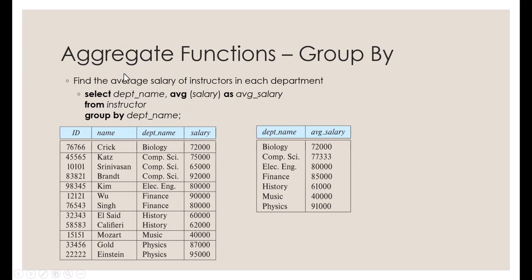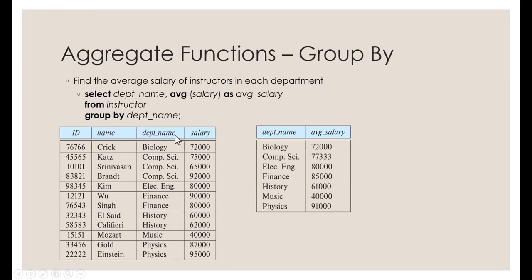So we're selecting the name of the department, comma, average of all the salary. If I didn't rename this as average salary, it would just say salary, which is not really accurate. It's going to be the average salary. So we have renamed it using the keyword as, from instructor, and then we're grouping by department name. That means we're computing the average salary of all instructors per department.